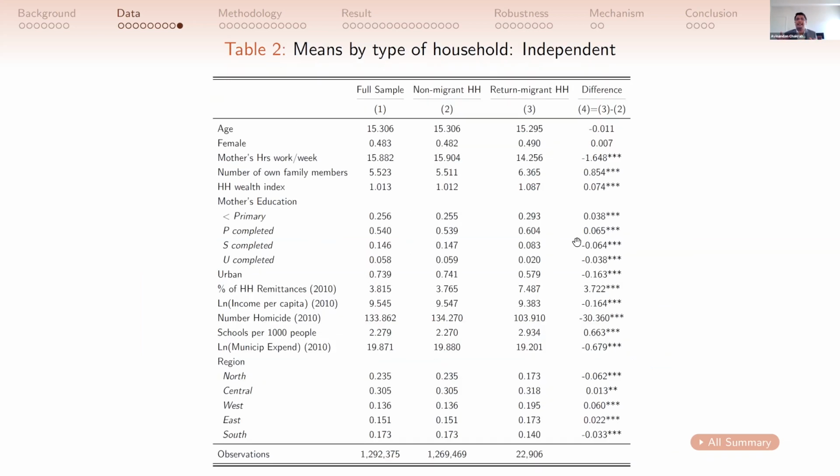Moving on to the summary statistics for the independent variables, we can find that there is a statistical difference between the non-migrant households and return migrant households in terms of socioeconomic characteristics. Looking at the mother's education, mothers in return migrant households are less likely to have completed secondary or upper secondary education. Also, return migrant households are less likely to be in an urban setting. Having these differences in socioeconomic characteristics, a naive comparison between return migrant and non-migrant households will give us biased estimates. Therefore, we use a control function approach, basically an instrumental variable approach.